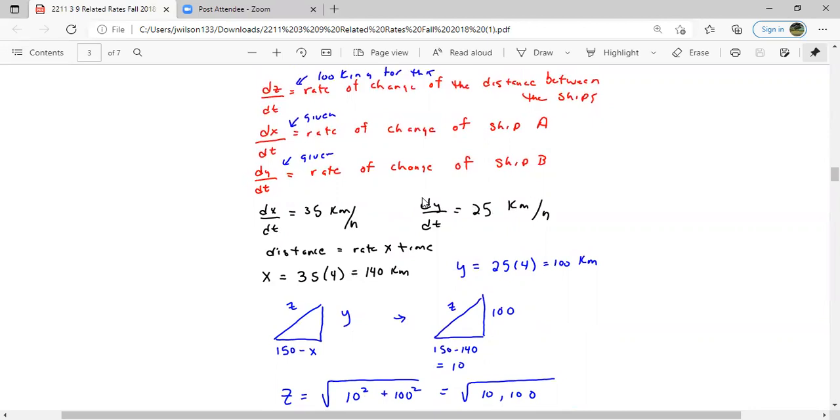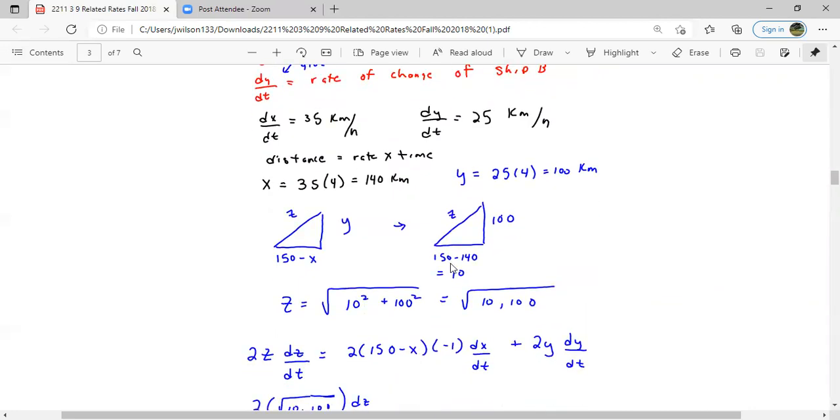And the same thing for ship B. This is ship B's rate. And so in 4 hours, it's 100 kilometers. So we can go ahead and put that in. X is 140 and Y is 100. Then we can use the Pythagorean theorem to find Z. So Z is going to be the square root of, this is 10 when I go 150 minus 140, so 10 squared plus 100 squared, because C squared equals A squared plus B squared. So to solve for C, I would take the square root. That gives me the square root of 10,100.